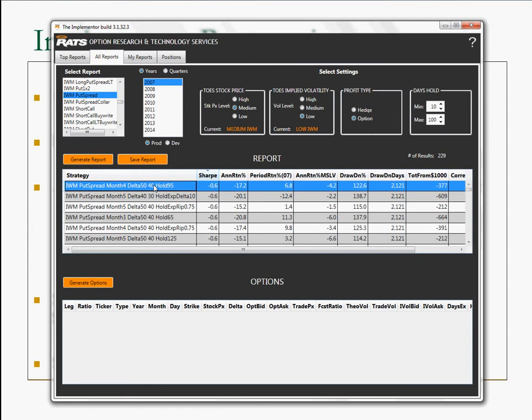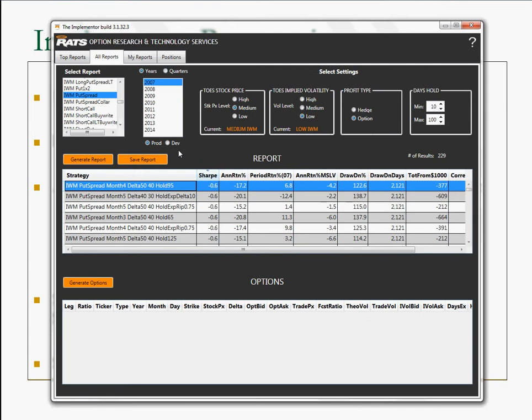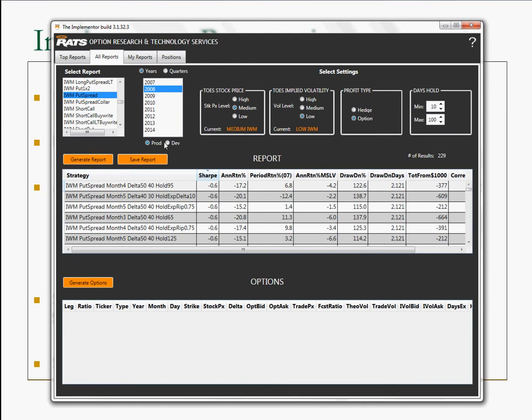So again, right click to show details. We've already kind of talked about this. What we're going to look at now is you would do a put spread in years where the market was down. So let's look at 2008 and regenerate the report.